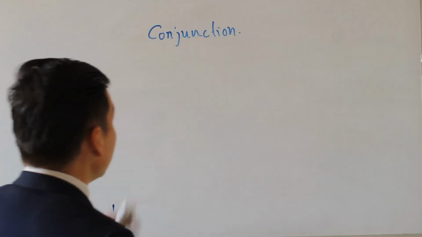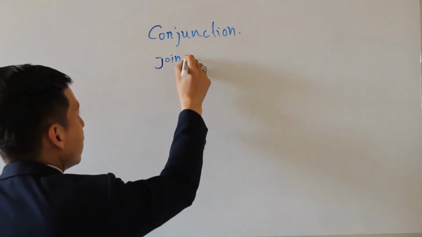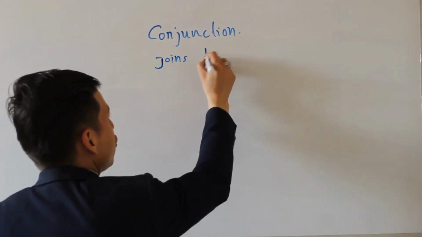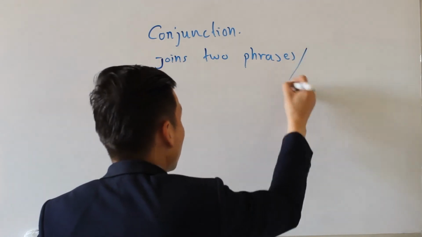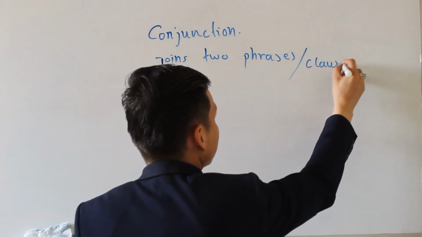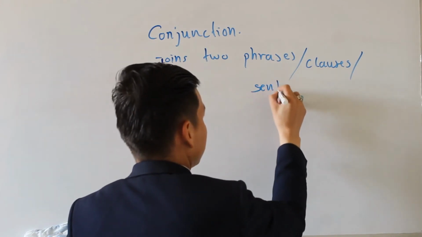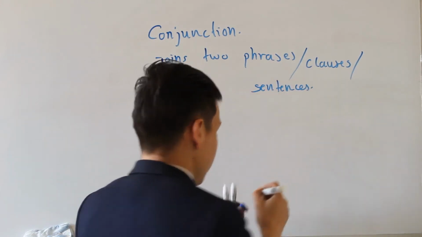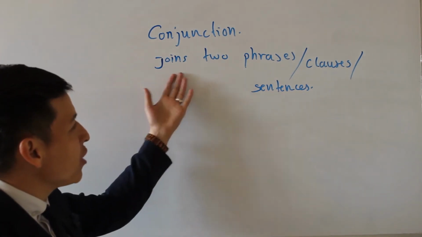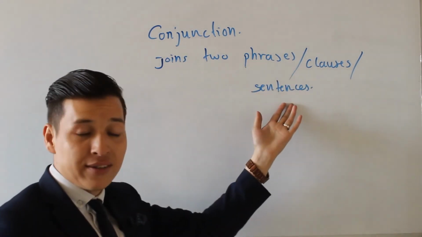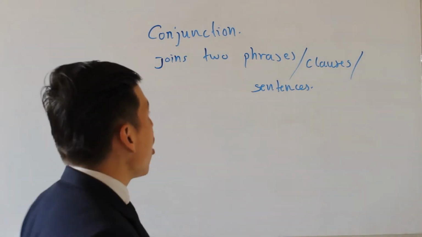Okay, so conjunction is a word that joins what? Two phrases or two clauses or two sentences. So the job of conjunction may be joining two phrases, two clauses or two sentences. So it is joining the sentences or clauses. These two are more common.